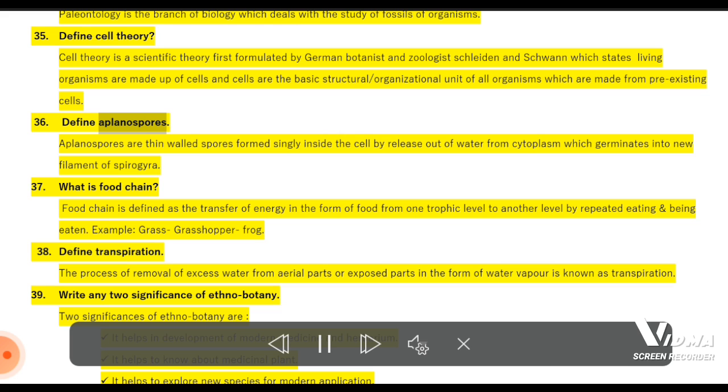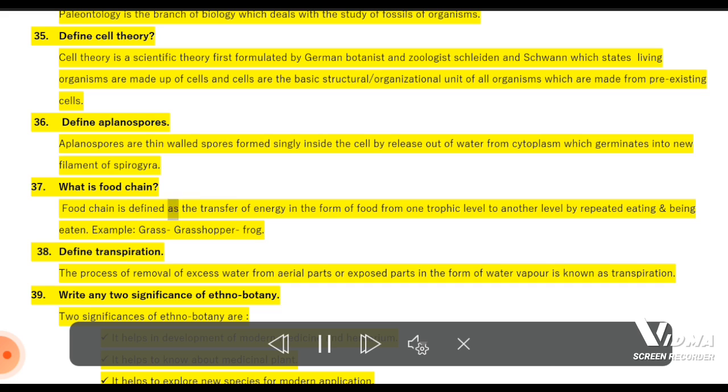36. Define aplanospores. Aplanospores are thin-walled spores formed singly inside the cell by release out of water from cytoplasm which germinates into new filament of Spirogyra. 37. What is food chain?